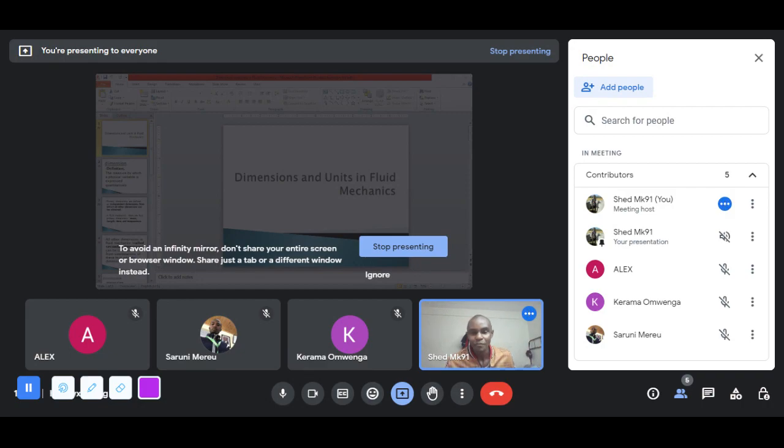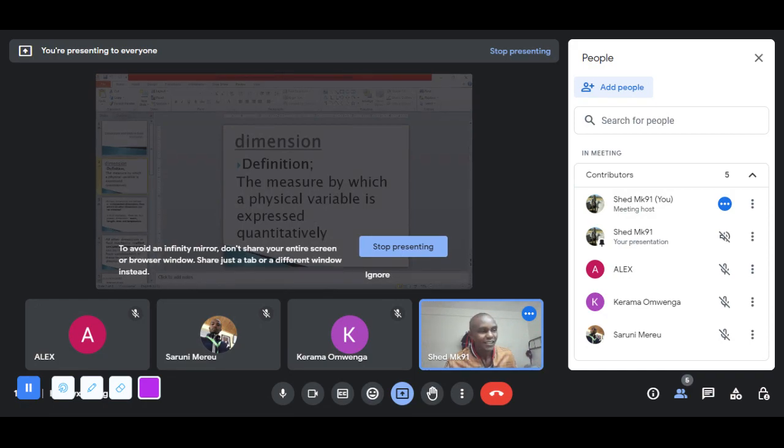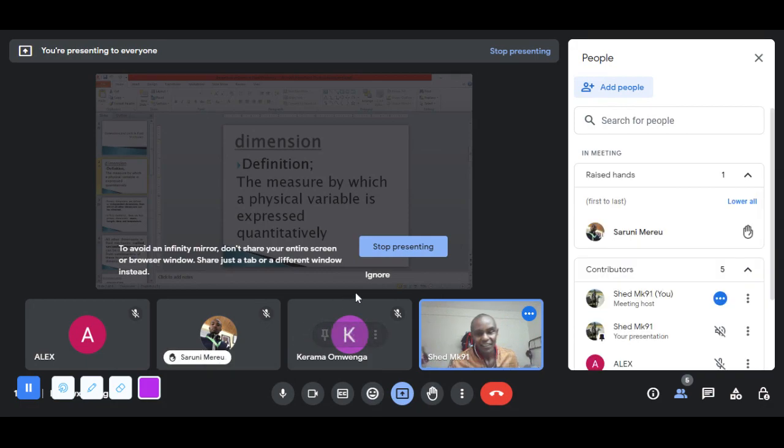water supply. Now, direct to the topic, dimensions. As you can see from my slides, I'm giving you the definition of dimension. Can someone read for us the definition of dimension from your end? Read for us, Kerema.